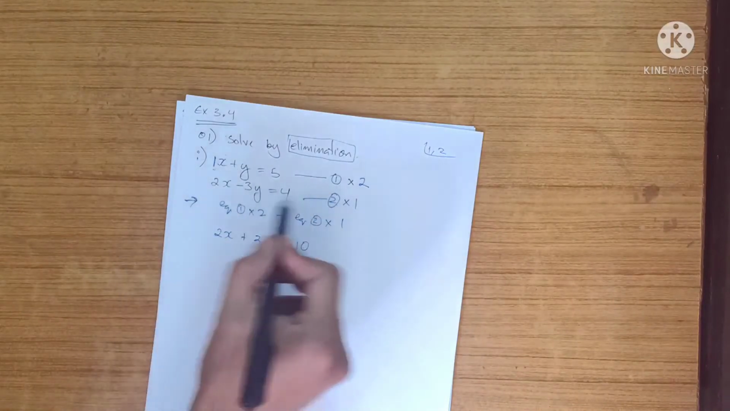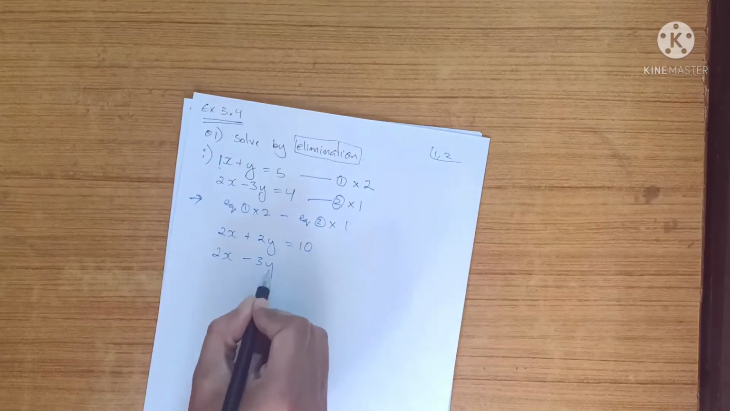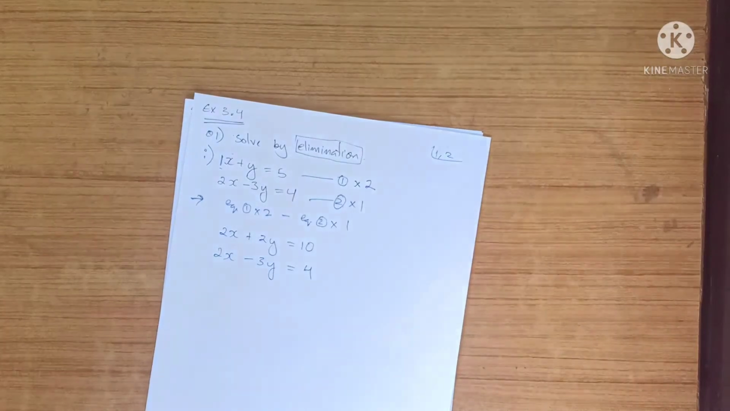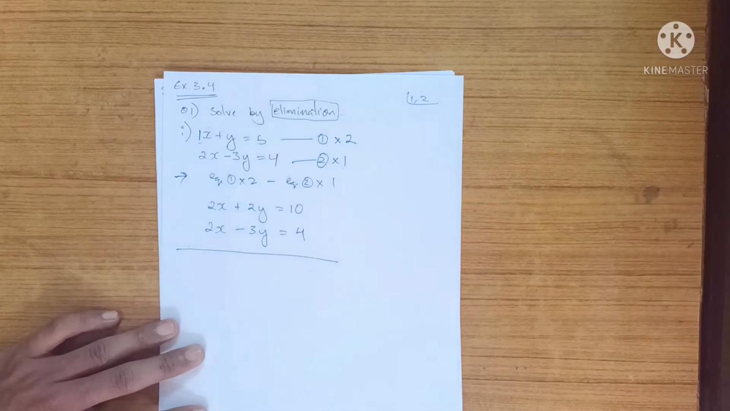And then you're going to write equation 2 after multiplying by 1. If you multiply by 1, it'll stay exactly the same, so you just write this. And then you're going to subtract these two like this.